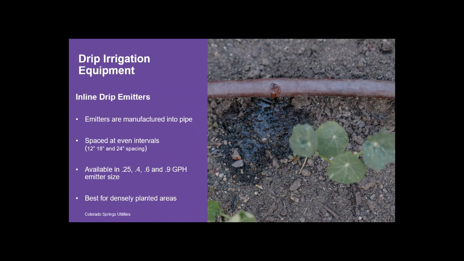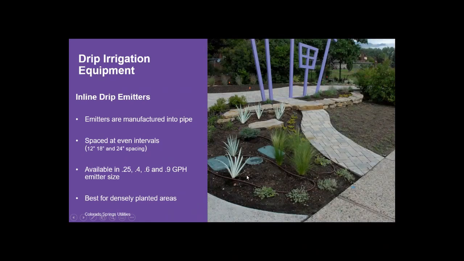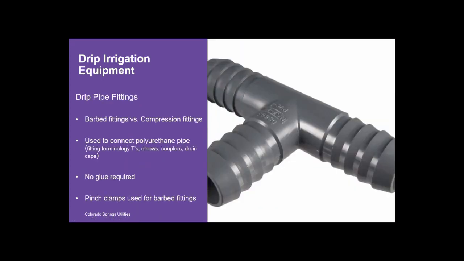So there's a little bit of selection that you have to do and understand when you're selecting inline drip. You just want to make sure that you have the spacing selected as well as the emitter size. Again, it's best used for densely planted areas. This is an example of that versus the grid pattern that you saw in our previous example. You can see this brown Netafim pipe that's evenly woven or meandered through our planting bed here at the demonstration garden. This is a more densely planted area where we're going to try to evenly apply that water throughout this area.